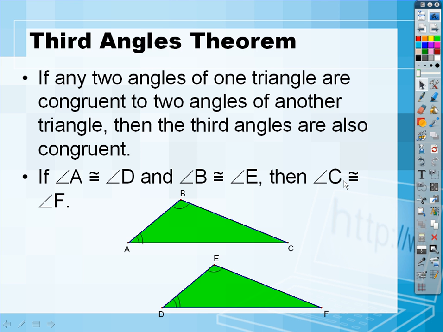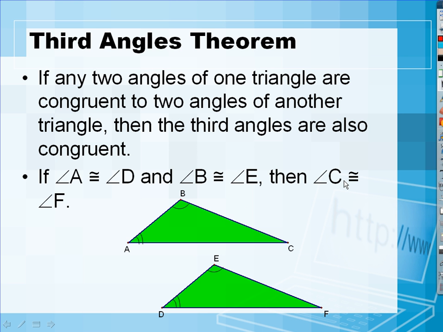Okay, what about this now? Third angles theorem. This is really pretty intuitive, obvious stuff here. If any two angles of one triangle are congruent to two angles of another triangle, then doesn't it just make sense that the third angles also have to be congruent?